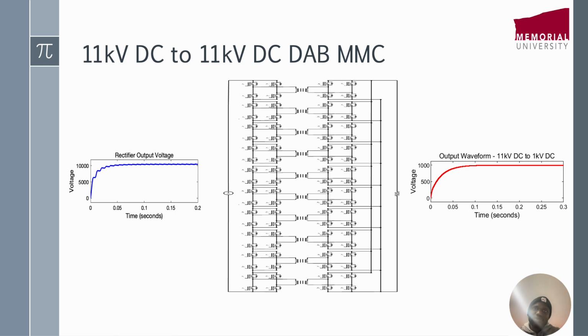And what informs the direction of flow of power is the phase shift between the input and the output. So for us to get power to flow from one side to the other, we must ensure that the output and the input are phase shifted. In our design, we used a phase shift of 30 degrees between the output and the input. And that enables us to transfer power from the primary side to the secondary side.